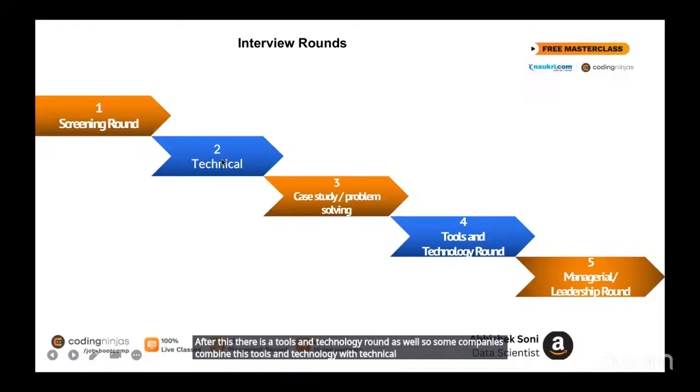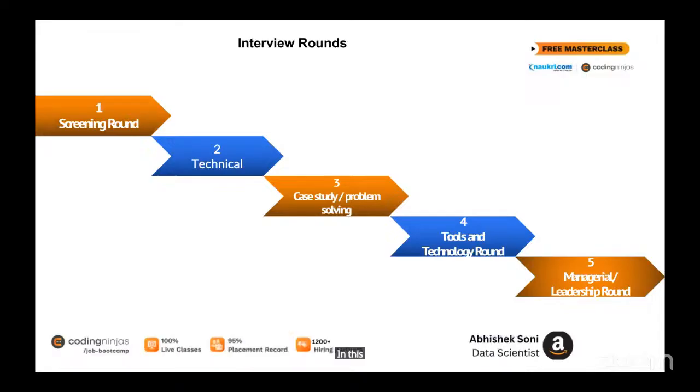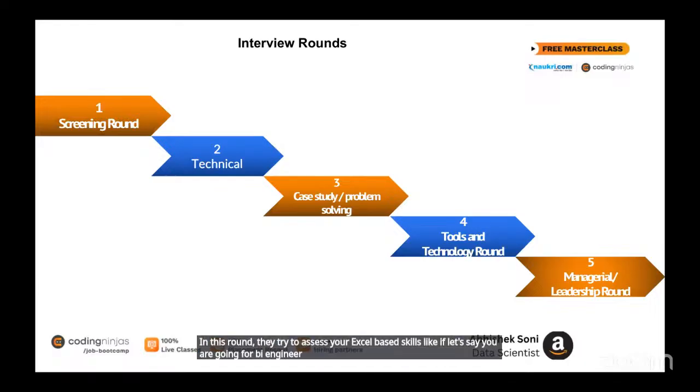Some companies take two technical rounds. One of them is tools and technology, and some of the companies name this round as tools and technology. So in this round, they try to assess your Excel based skills. Like if let's say you're going for a BI engineer interview, then Excel will be assessed, your Power BI skills will be assessed, your SQL skills might be assessed. So based on whatever tools you are using, those tools and technology will be assessed in this round.